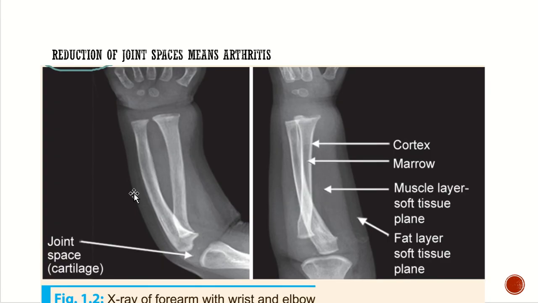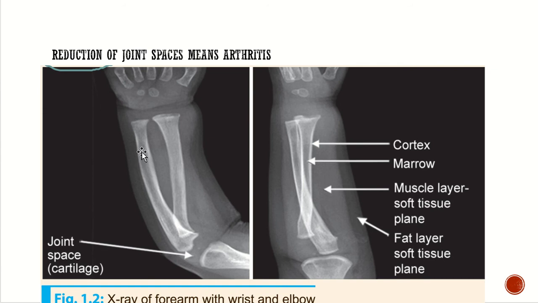In this image we can see the cortex is the lateral part, and in the middle we have a cavity that contains marrow. This one is a muscle layer, and outer to this muscle layer we get the fat layer. Both these muscle and fat layers come under the soft tissue plane. So we must not neglect this too, that is fat outside and muscle layer inside, and both comprise the soft tissue plane.